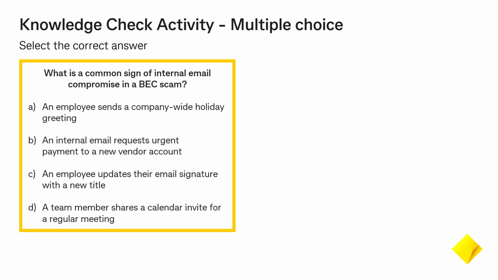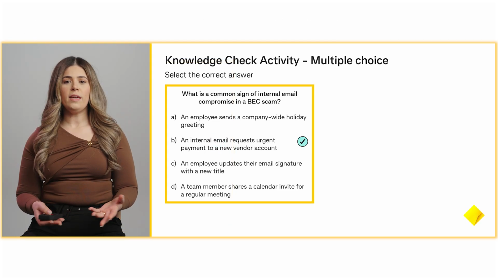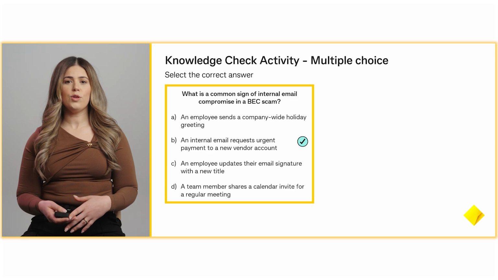What is a common sign of internal email compromise in a BEC scam? An employee sends a company-wide holiday greeting. An internal email requests urgent payment to a new vendor account. An employee updates their email signature with a new title. Or a team member shares a calendar invite for a regular meeting. The answer is B. An internal email requests urgent payment to a new vendor account.